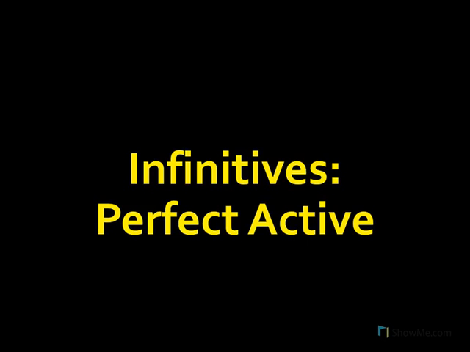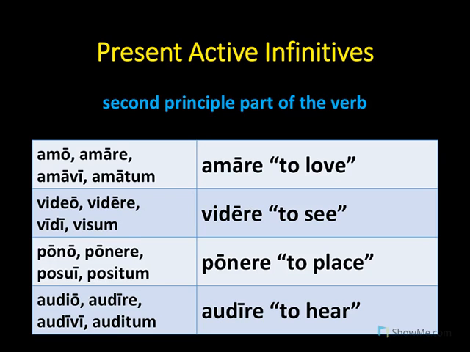In this video, we will explore how to form and translate the perfect active infinitive in Latin. First, a brief review of the three infinitives that we already know. The present active infinitive is formed by taking the second principal part of the verb. So for our four examples, we have amare, videre, ponere, audire.